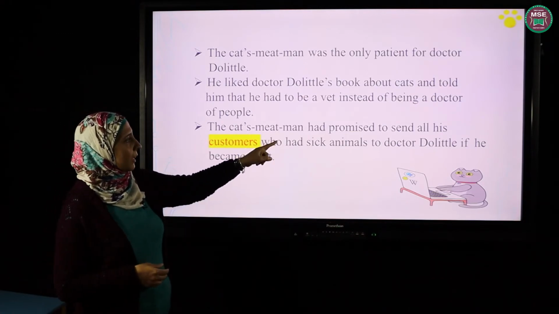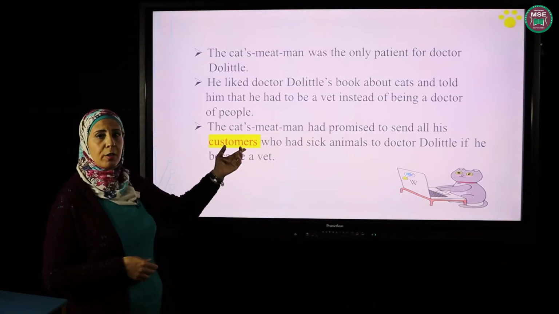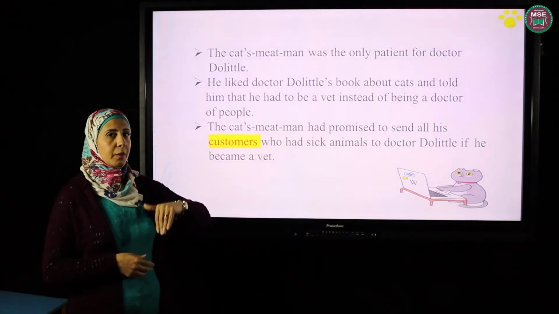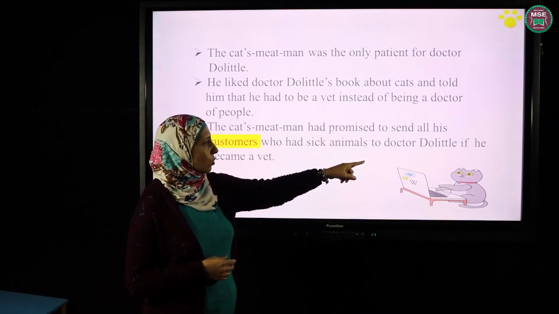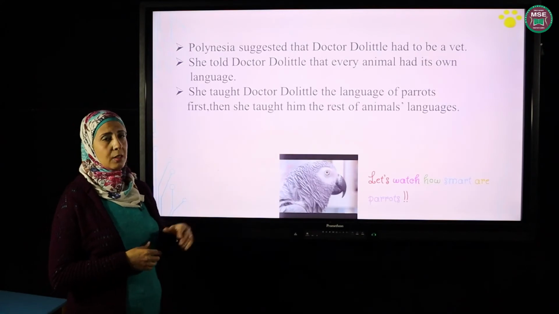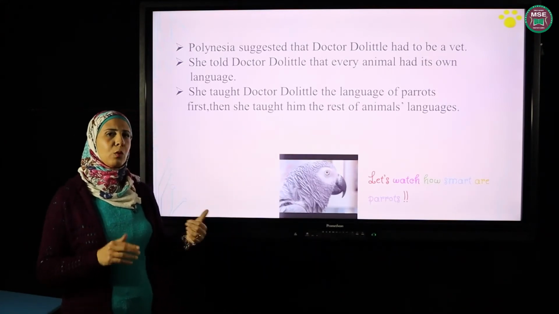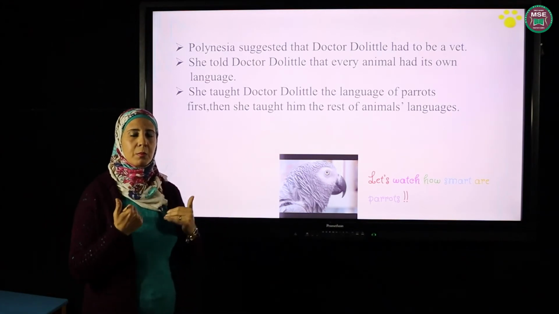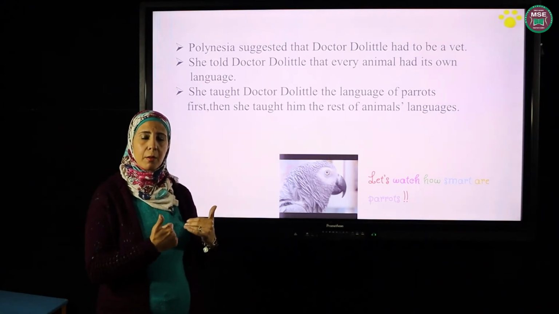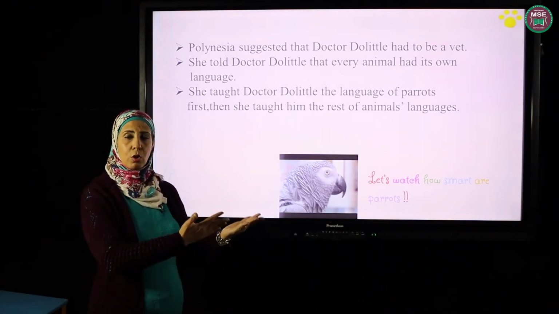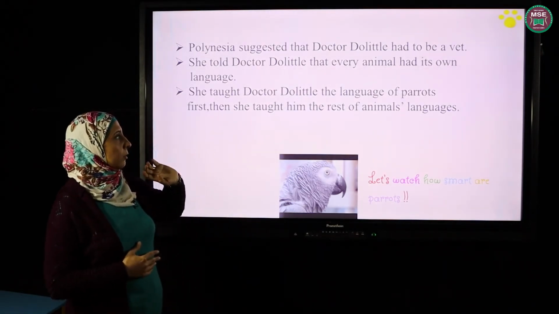The cat's meat man had promised to send all his customers. Customers are the people who go to that man to buy meat for their cats. Okay, who had sick animals to Dr. Dolittle if he became a vet? So, if he changed his career to be a vet, the cat's meat man will send all the people who come to buy meat from him, and they will tell them about Dr. Dolittle to go and see their animals there.